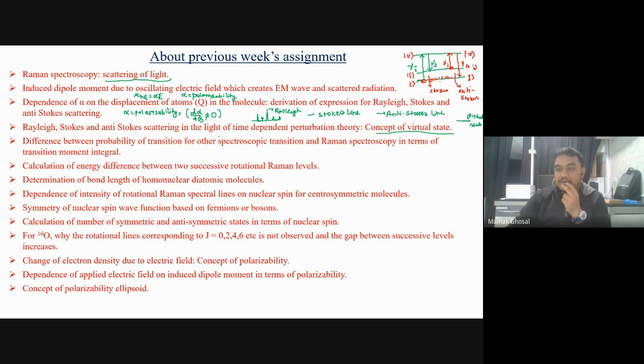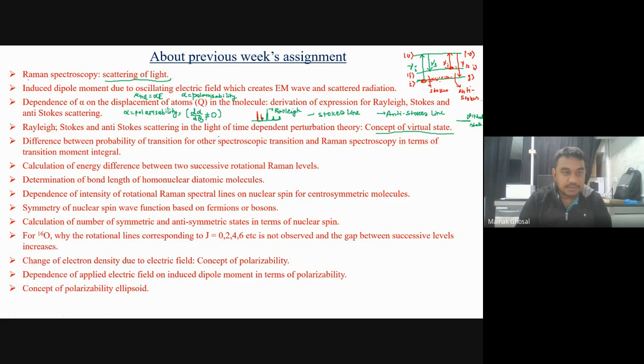Fewer molecules will be there in the higher state. I'm not saying that there will be no molecules. There will be some, but the number is very small. So, since for the Stokes line the molecules are excited from the states which have higher population, the Stokes line's intensity will always be higher. Understand the concept? And since for the anti-Stokes line the transition happens from the higher state, which is less populated at room temperature, the anti-Stokes line will have low intensity.